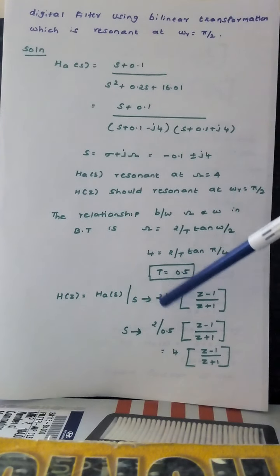So here we got the transfer function as H of S equal to S plus 0.1 divided by S plus 0.1 the whole square plus 16. So the S value will be replaced by 4 into Z minus 1 divided by Z plus 1, and similarly here the S will be replaced by 4 into Z minus 1 divided by Z plus 1 plus 0.1 the whole square plus 16. So if you simplify this term, we'll get H of Z, this is your transfer function.